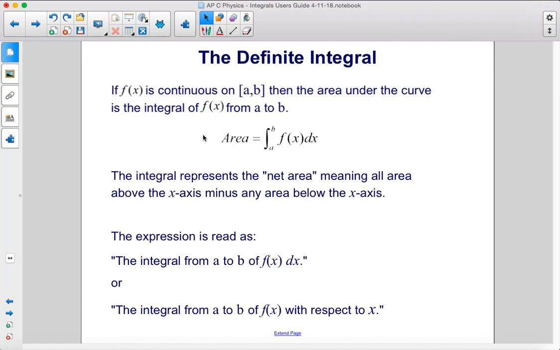If f of x is continuous on [a, b], then the area under the curve is the integral of f of x from a to b. Area equals the integral from a to b of f of x dx. The integral represents the net area, meaning all area above the x-axis minus any area below the x-axis. The expression is read as the integral from a to b of f of x dx, or the integral from a to b of f of x with respect to x.